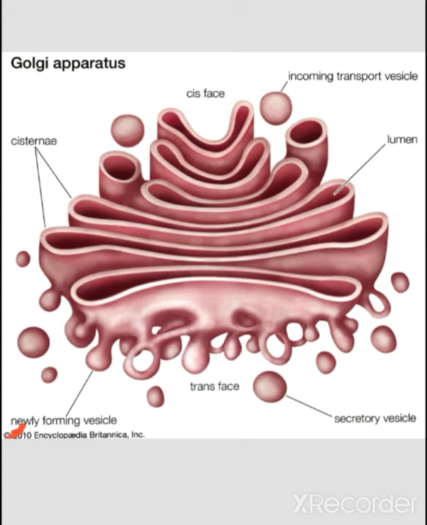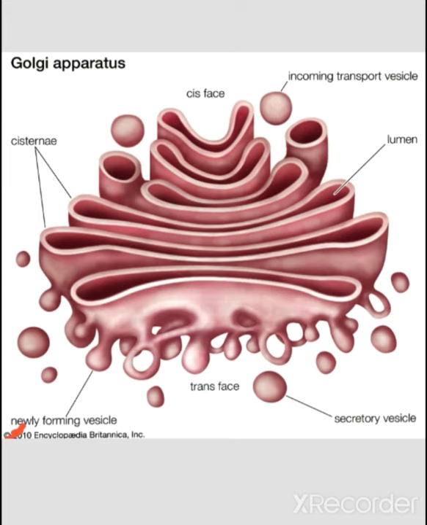Welcome back to your video lectures of Chapter 8, The Cell: The Unit of Life. In the last video lecture we were discussing the cell organelle endoplasmic reticulum. In this series of endomembrane system organelles, now I am going to talk about the Golgi apparatus, another cell organelle which comes in the endomembrane system. Here you can see a very well labeled diagram of the Golgi apparatus.